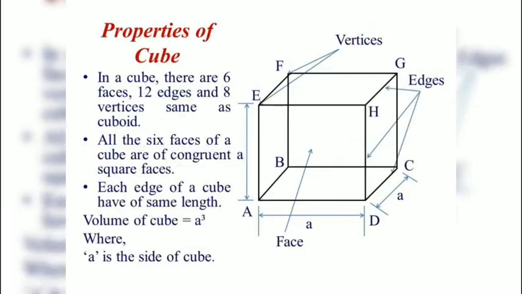Then properties of a cube. In a cube, there are 6 faces, 12 edges and 8 vertices, same as a cuboid. All the 6 faces of a cube are congruent square faces. Each edge of a cube has the same length. Volume of a cube is equal to a cube cubic unit, where a is the side of the cube. So this figure shows a cube having side a unit and it shows its vertices, faces and edges.